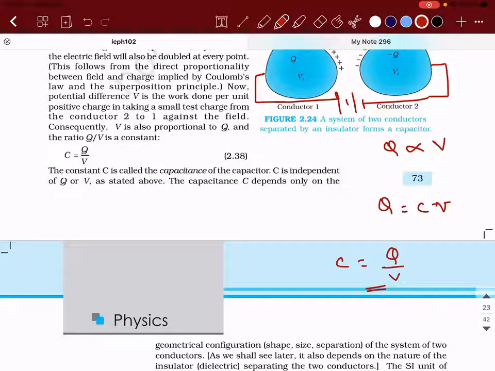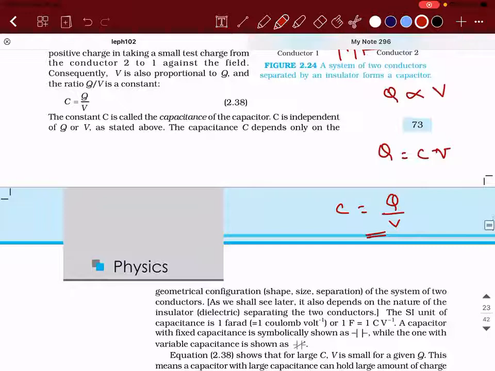This is all about the introduction of capacitors, right? It is something similar to a dipole, but the only difference is that in a dipole the distance of separation is small. Here you need an insulator in between. So C is equal to Q by V, right? But they are not connected to each other.